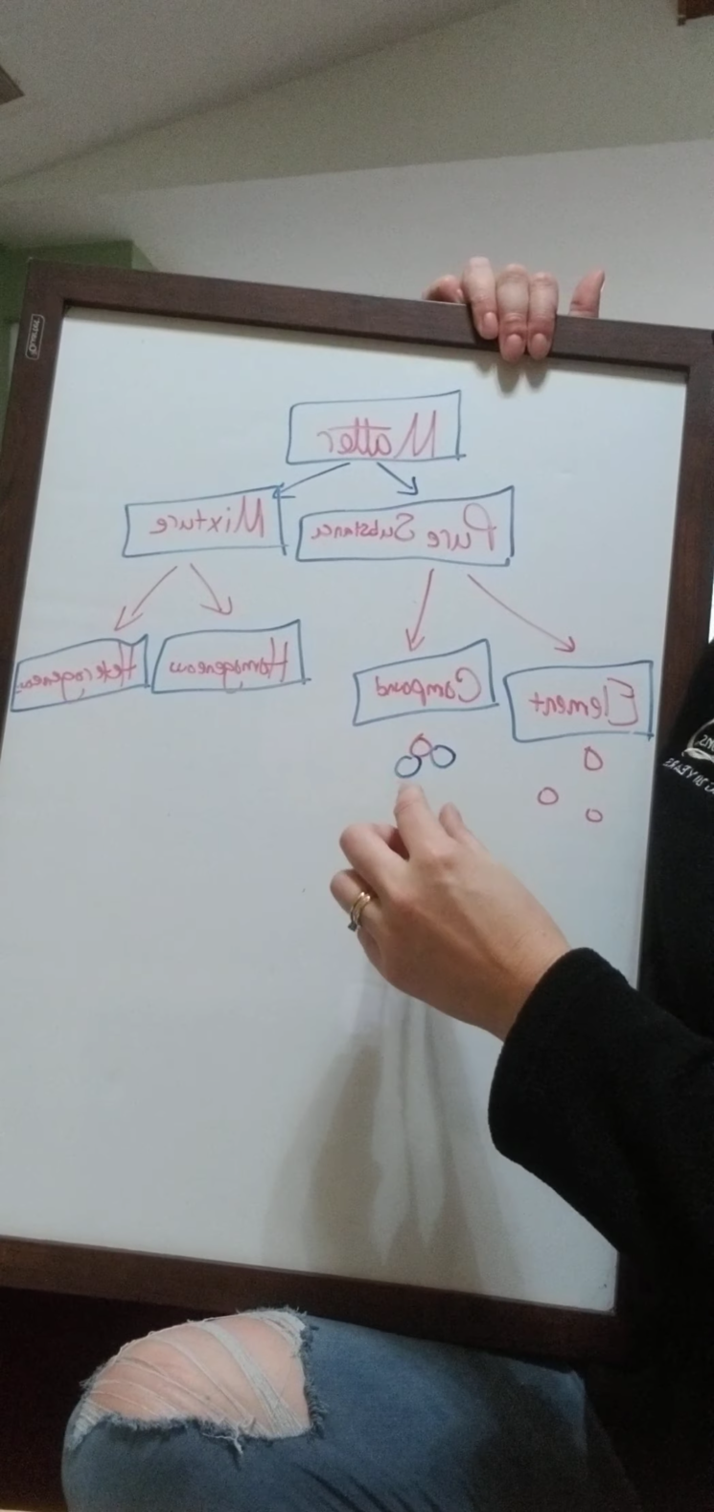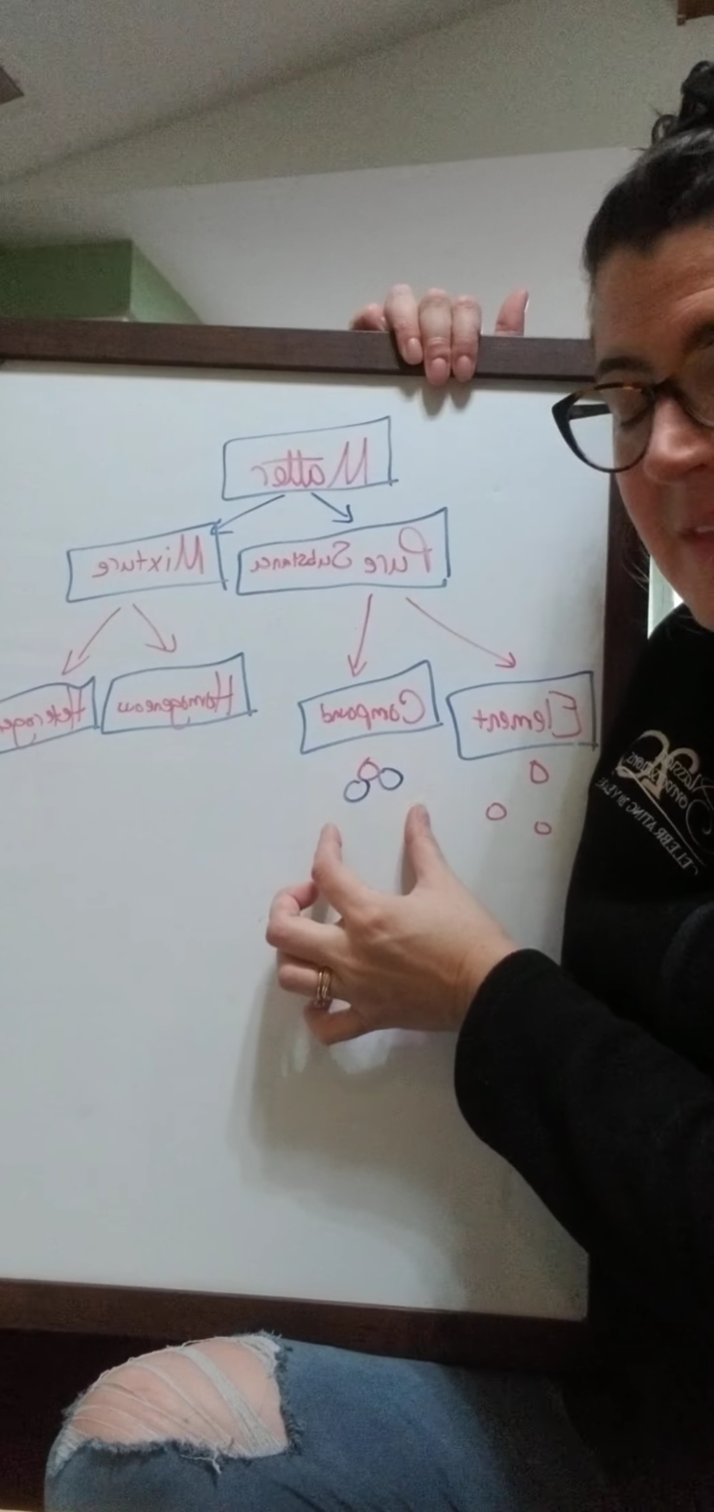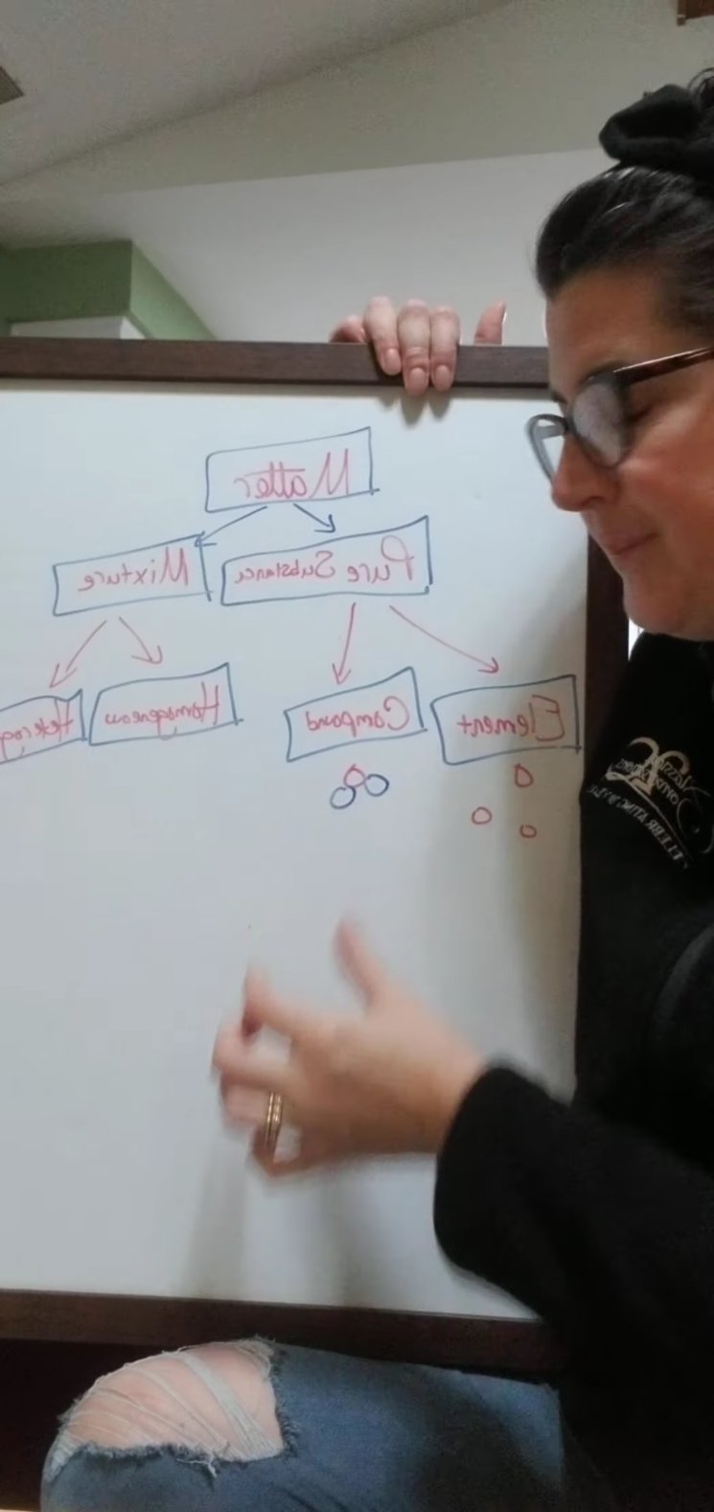Number 5, all pure substances have a fixed composition. Compounds are pure substances that contain more than one type of atom that are in a fixed proportion. So if this is a sugar compound, all sugar compounds would look exactly like this. And that's why every granule of sugar tastes the same.